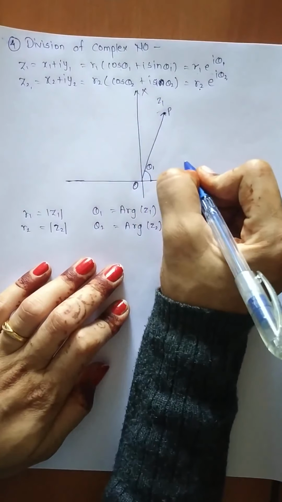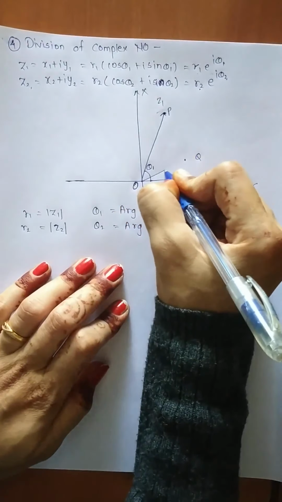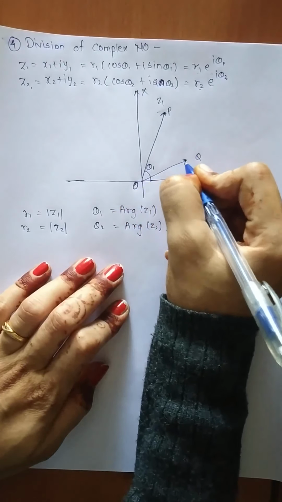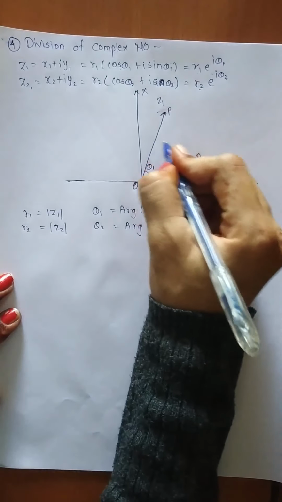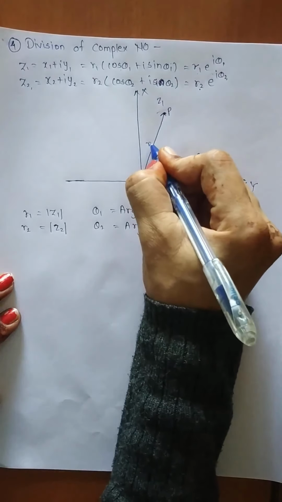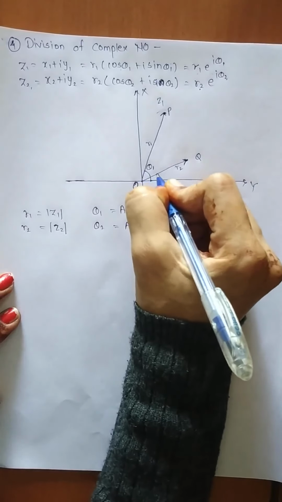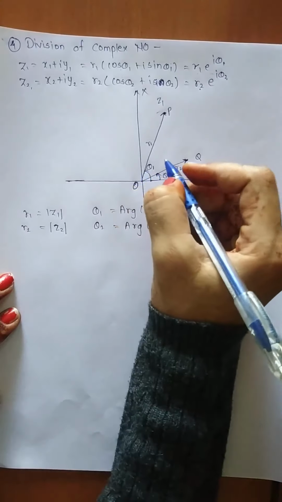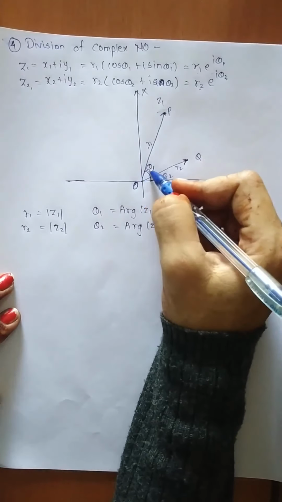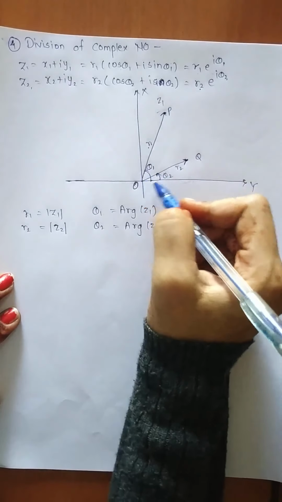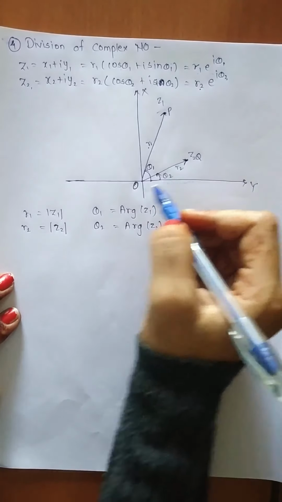Now let me take point Q over here. So this is point Q, and the vector joining O and Q is nothing but the position vector of point Q, which will have the magnitude r2, here the magnitude is r1, and the angle made by OQ with the real axis is theta 2. Okay, so z1 is a complex number having magnitude r1 which makes angle theta 1 with the real axis. z2 is a complex number which has magnitude r2 and makes angle theta 2 with the real axis.